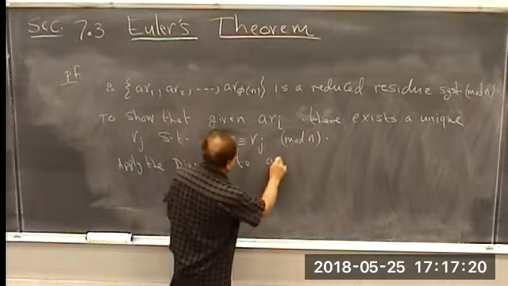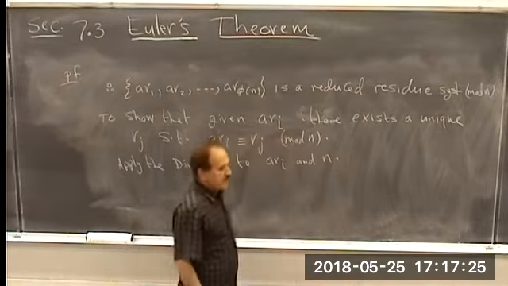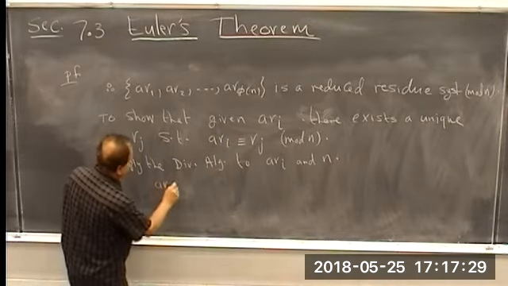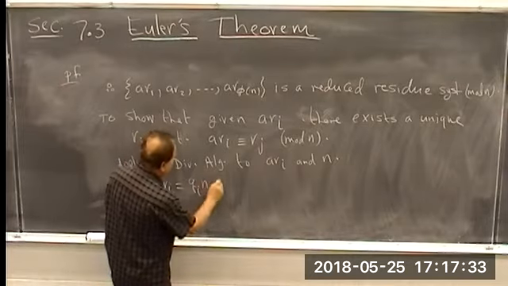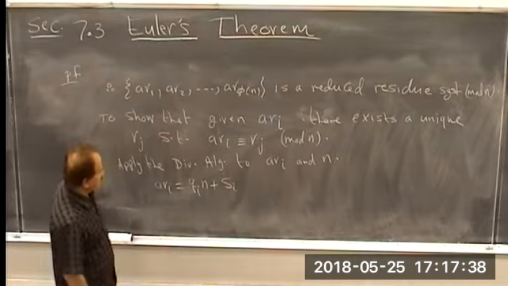To ARI and n. Which means I'm going to be writing ARI is equal to Q sub I n plus S sub I. And I'll use R for remainder here. All right.